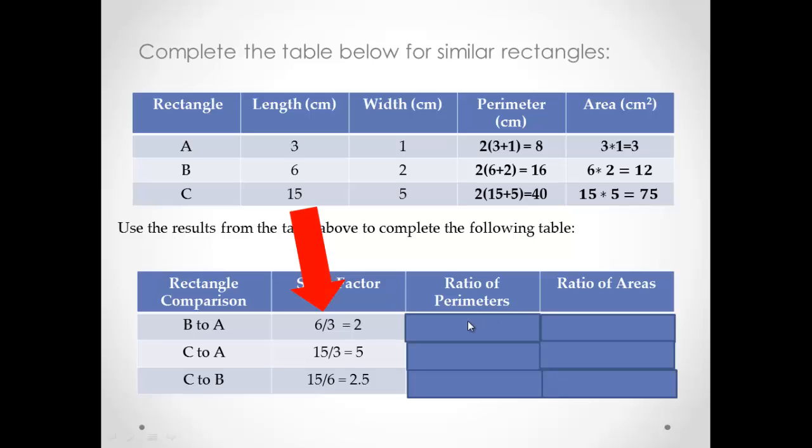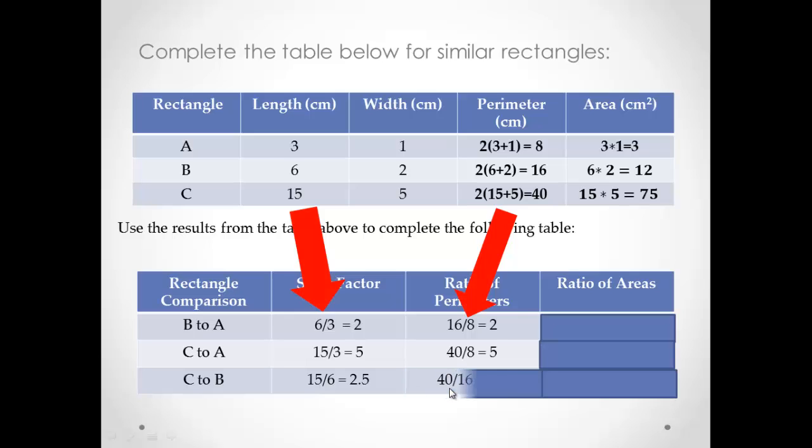In the next column, we're comparing the same rectangles. So let's start with B to A, and what we're comparing is the perimeters. We're not comparing just the length. We're going all the way around. So if we compare 16 to 8, we see that we get 2, which is the same scale factor that we see there. We compare the perimeter of C to A, and we see that we're getting the same value as the scale factor if we compare their perimeters. And we should expect the same thing with the last one. 40 over 16 is the same as 2.5. Okay, so that's one thing that we wanted to take away from this lesson.